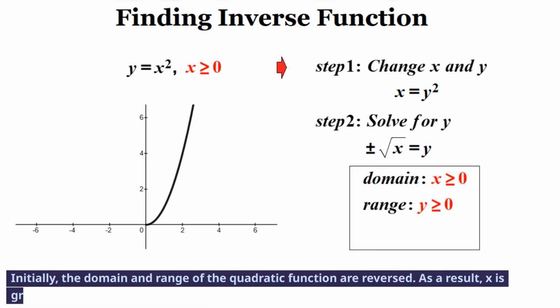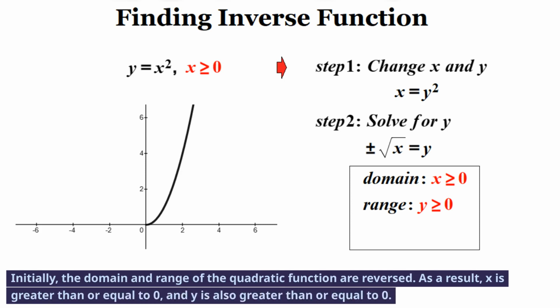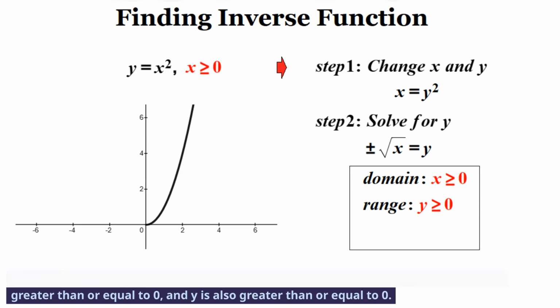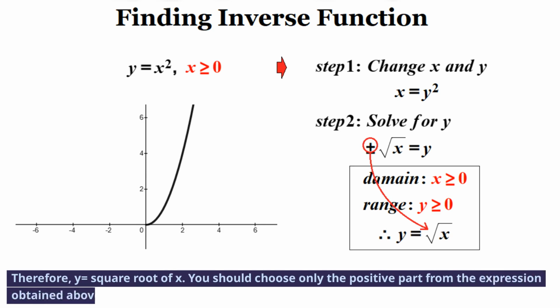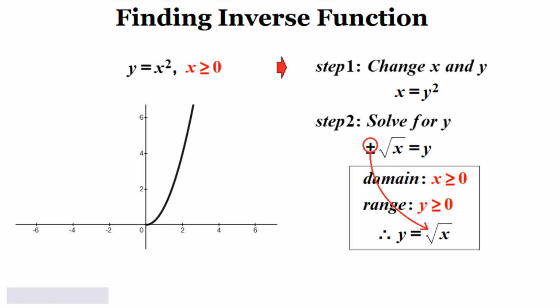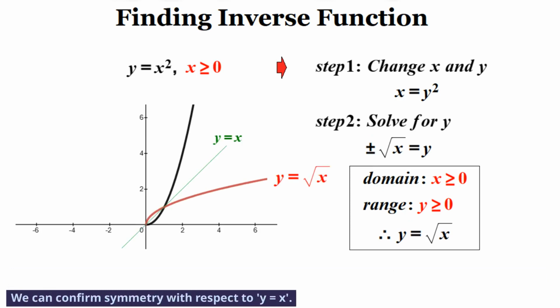Initially, the domain and range of the quadratic function are reversed. As a result, x is greater than or equal to 0, and y is also greater than or equal to 0. Therefore, y equals square root of x. You should choose only the positive part from the expression obtained above. We can confirm symmetry with respect to y equals x.